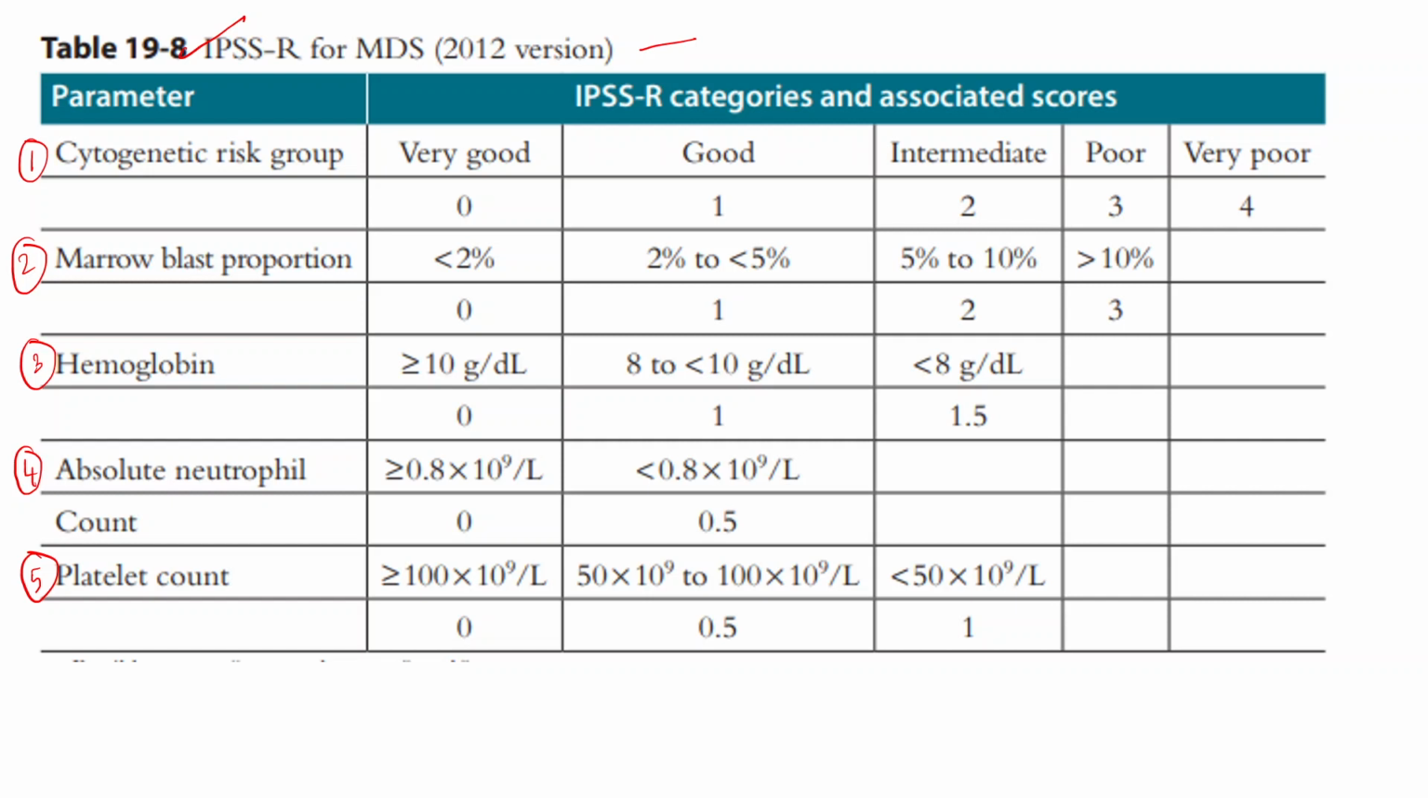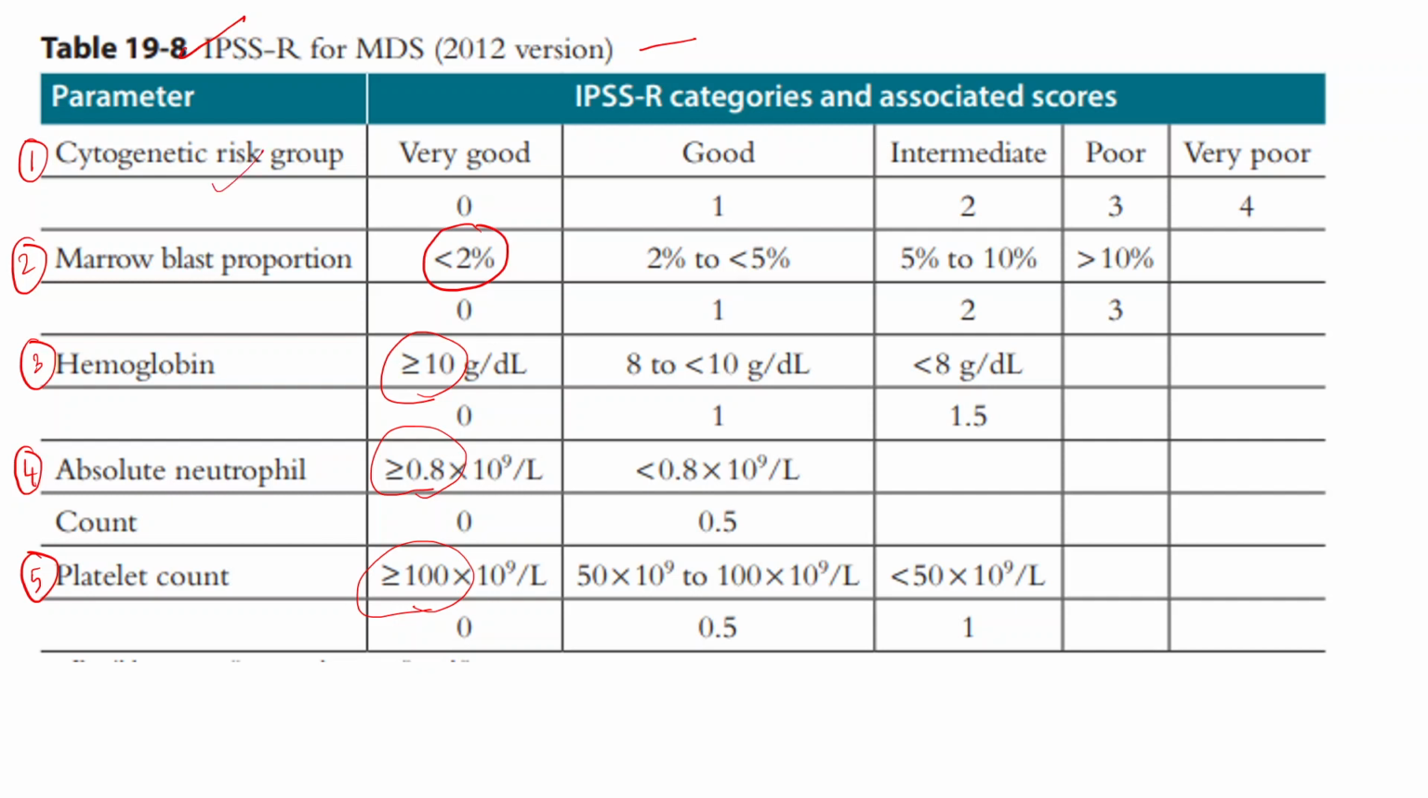So blast percentage less than 2% is very good. Hemoglobin more than 10 is very good. ANC of more than 800 is very good. And platelet count of more than 1 lakh is very good. Okay, so these are the 5 components.